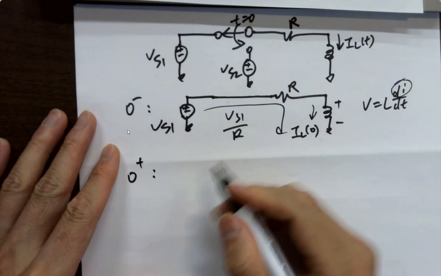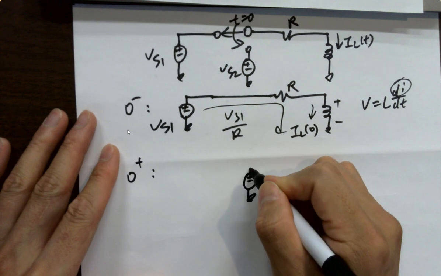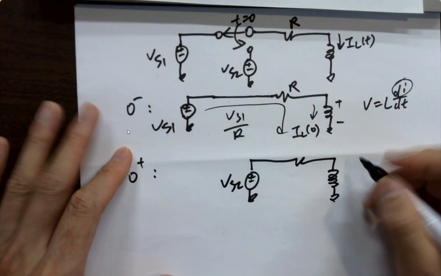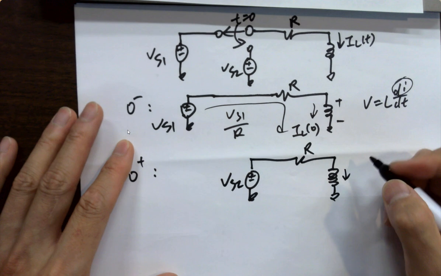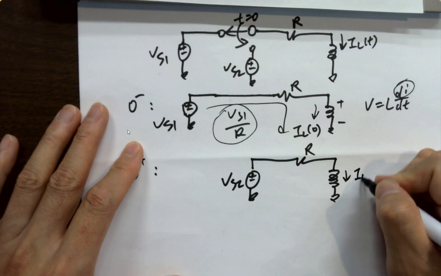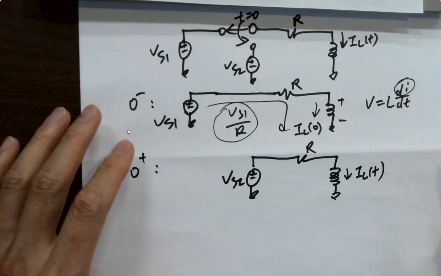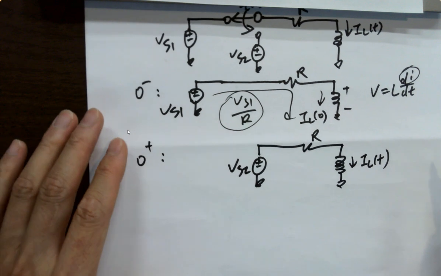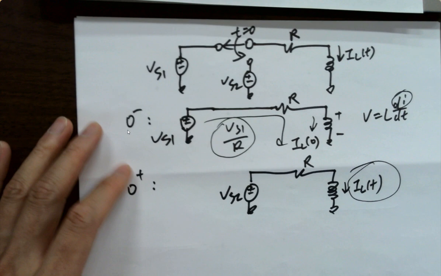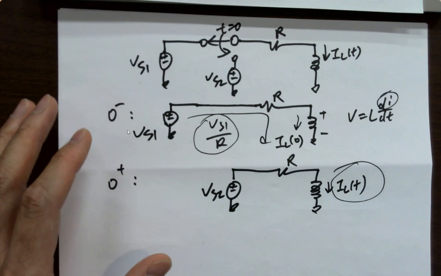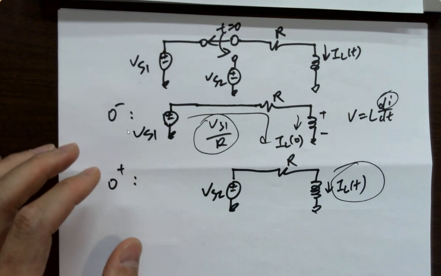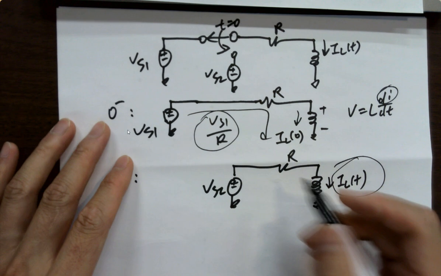So at 0 plus, what is it? Is there an initial current? Yes. What's the current? This. Is it changing over time? It must be changing, right? So that's the goal here. We want to find out i_L(t) for this case. So what's the name of this case? Step response, or forced response. How do we find it?